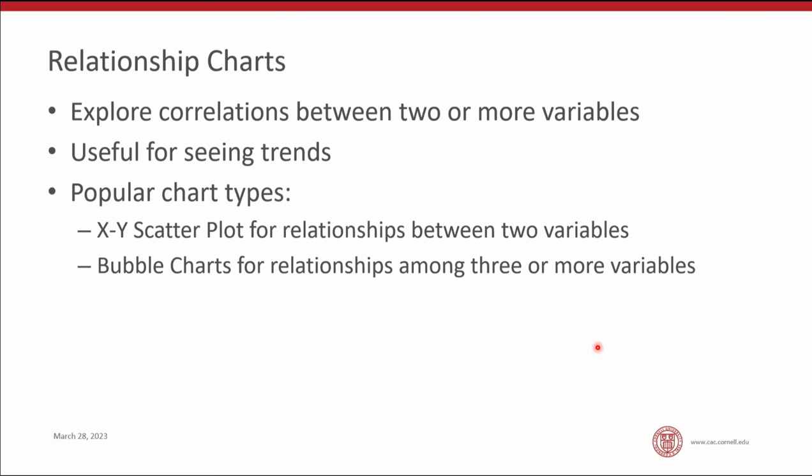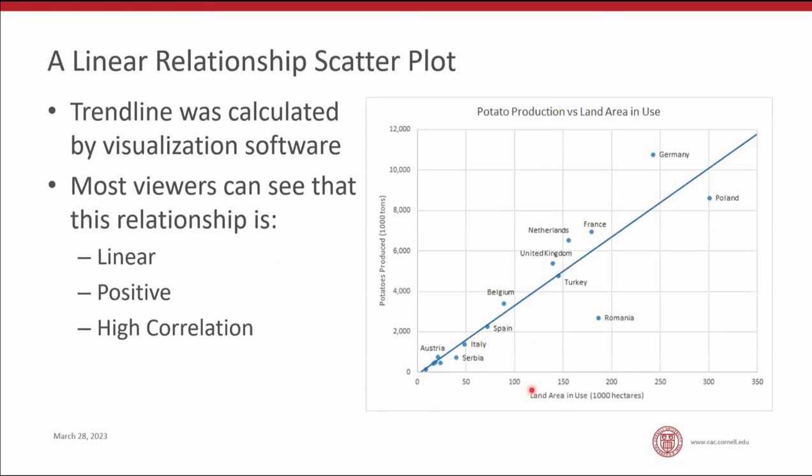So quickly pivoting to relationship charts. These explore the correlation between two or more variables, good for seeing trends. So once again, we're going to look at some scatter plots and then an enhancement of a scatter plot called a bubble chart. So here's a plot of the same European countries we've been looking at with potato production, but the x-axis in this case is the land area that's being used to produce potatoes, and then the actual production is the y-axis. So I have the software plot a linear correlation between these two, and you can see that that's pretty representative. A lot of the points fall right along that line.